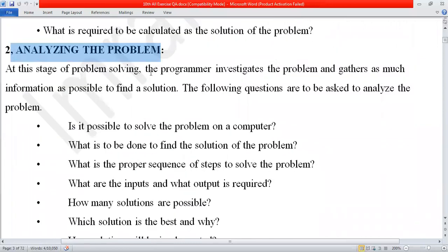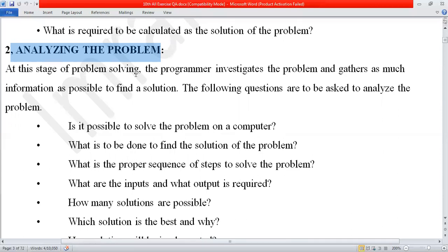of problem solving, the programmer investigates the problem and gathers as much information as possible to find a solution. Let's say you are going to computerize an examination system. So you get some kind of files from the examination. Let's say you have the result card, you have the result sheet. Now what is next? Now second step, you will investigate, you will ask. If you have some problem in your mind, then you will go to search. He will tell you, we will do these things like this. So now your meeting is going to start with the persons.